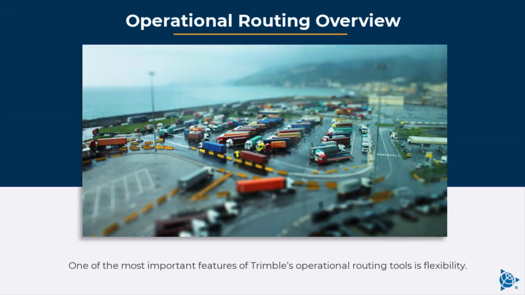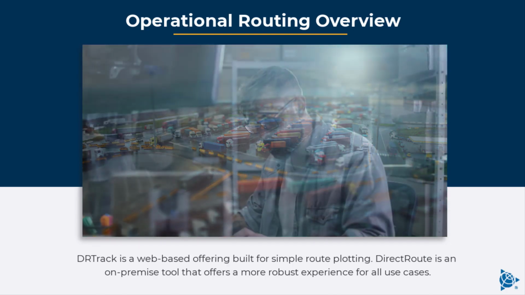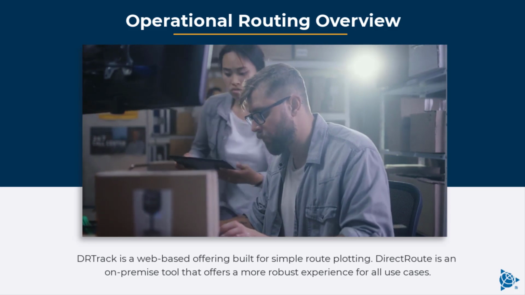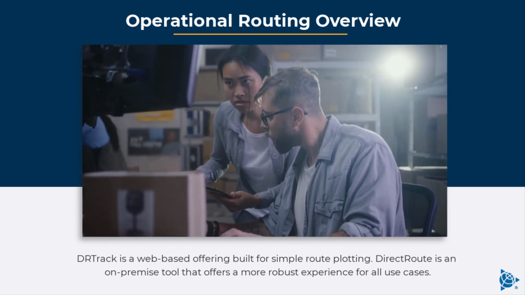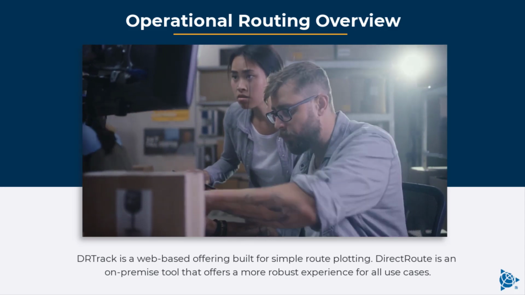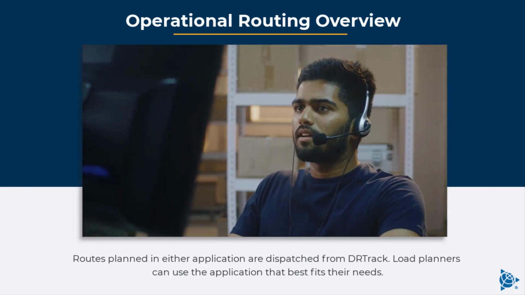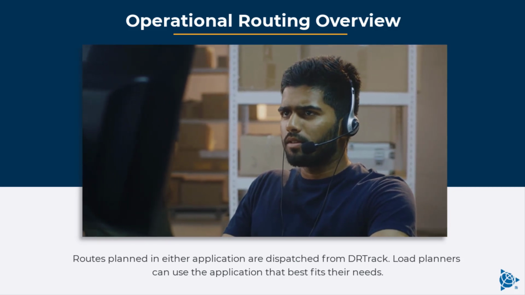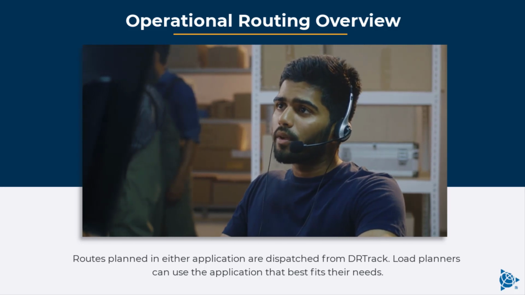One of the most important features of Trimble's operational routing tools is flexibility. DRTrack is a web-based offering built for simple route plotting. DirectRoute is an on-premise tool that offers a more robust experience for all use cases. Routes planned in either application are dispatched from DRTrack. Load planners can use the application that best fits their needs.